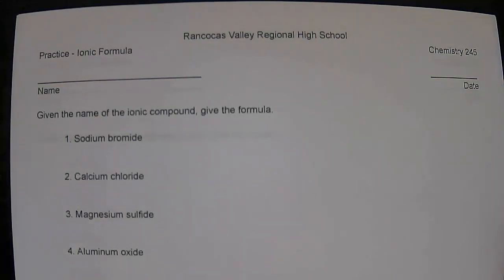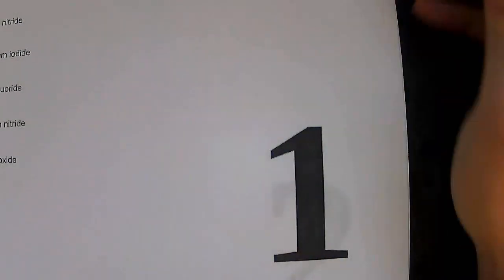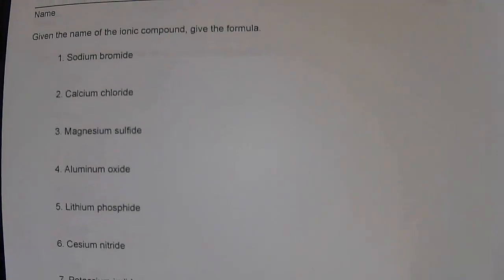Okay, so this is the practice for naming ionic compounds and coming up with the formula of ionic compounds. So let's see here. This is the big sheet 1, so we're going to do that first.